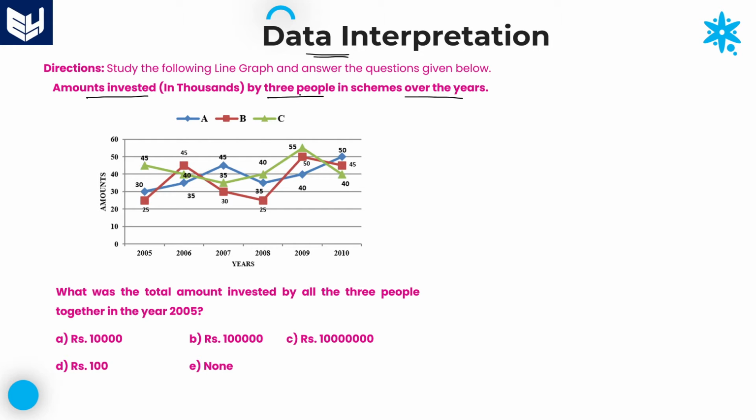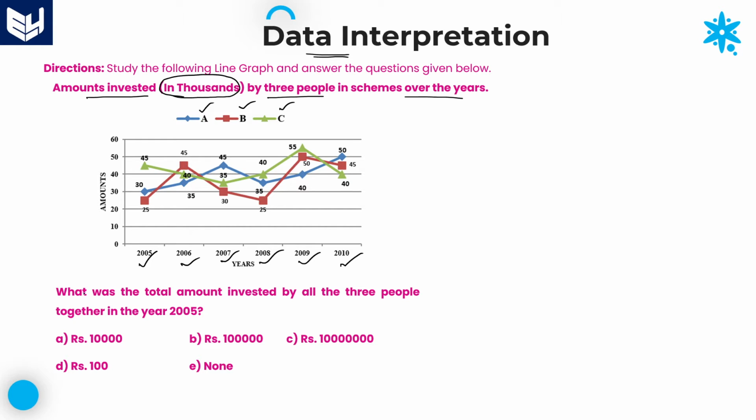Here three people are there, and those three people are A, B, C. These are the three members who are investing amounts in different schemes. All the values provided in the line graph are in terms of thousands. The time period given is from 2005 to 2010, that is 2005, 2006, 2007, 2008, 2009 and 2010. These are a total of 6 years. In these 6 years, the amounts invested by the three people in different schemes are the given information, right?